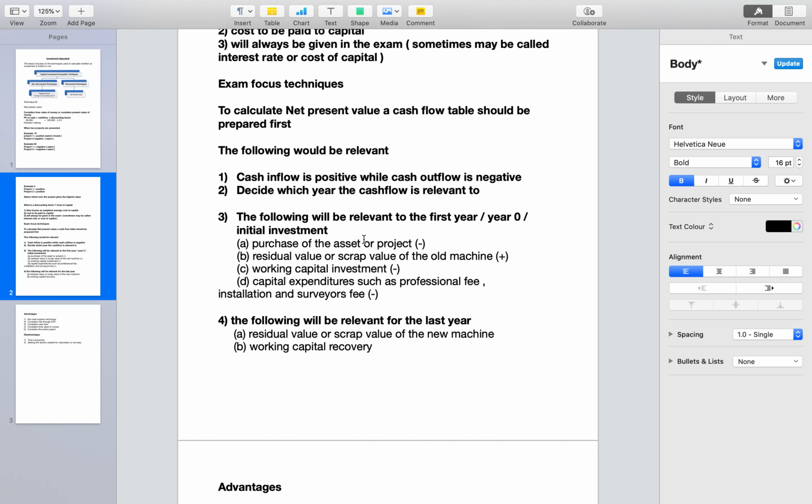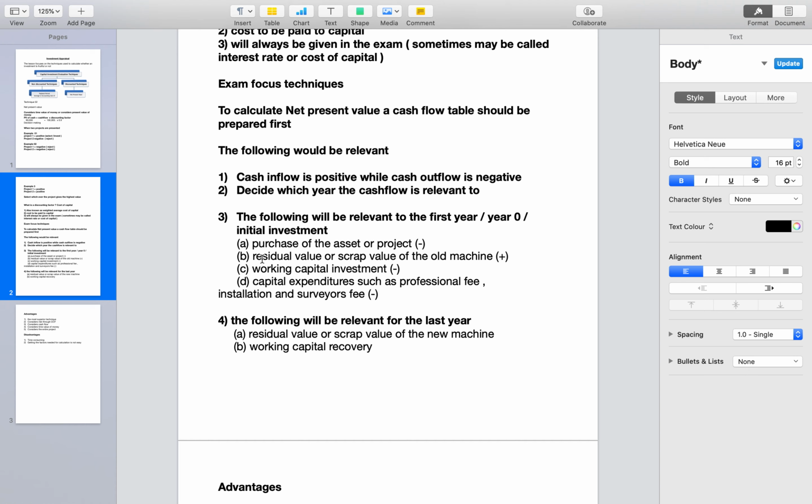Number one, purchase price of an asset. So remember, when you find you have to buy this new machine, it's going to cost us 1 million. So that 1 million should always come under year 0. Remember, when you buy a machine, money goes out of the business. So therefore the answer is negative, right?